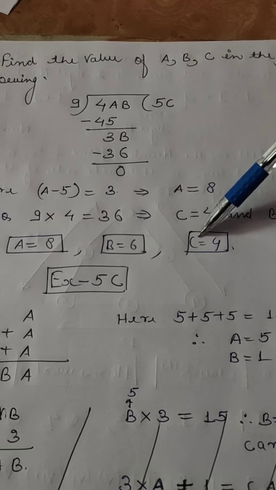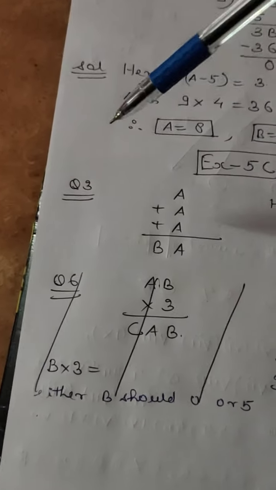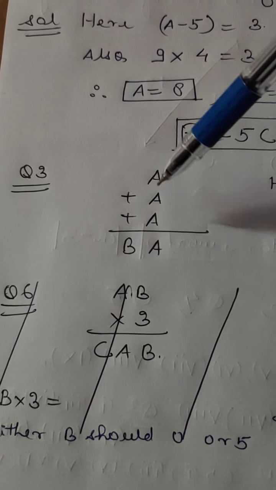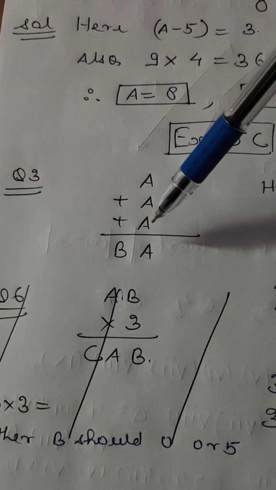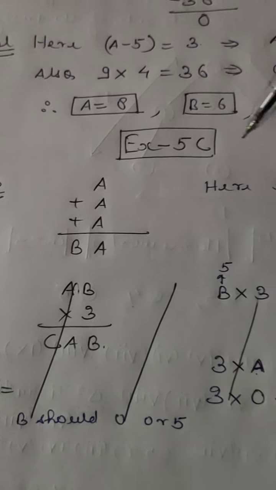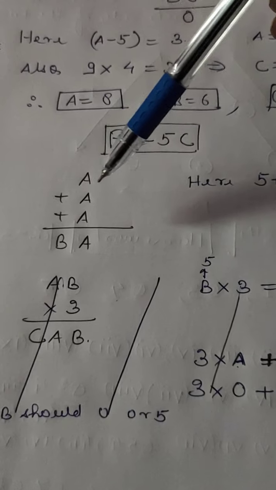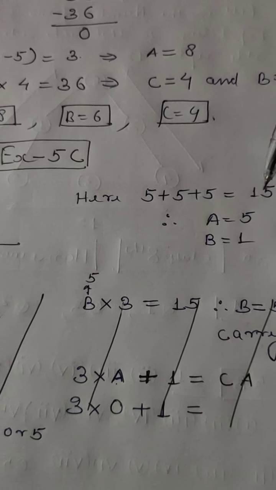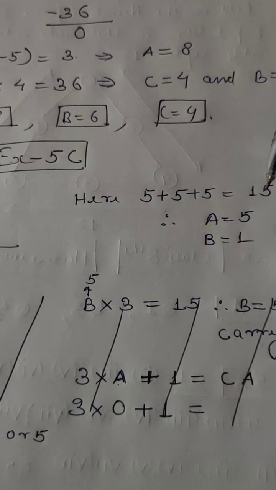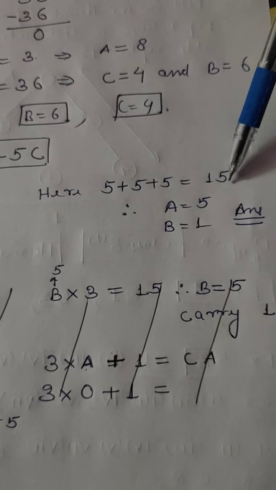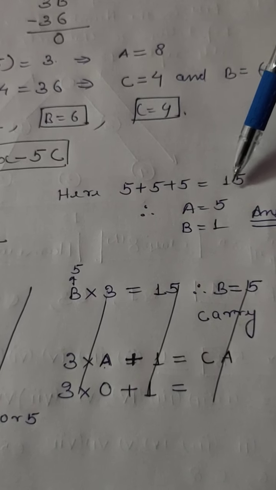9 4s are 36. Next question is, here addition is performed. A plus A plus A. You have to add the same number 3 times so that the result after adding is BA. So what we get? I have added 5 plus 5 plus 5. 5 plus 5 will give 15 as the result. You can see the same A is coming over here. That means 5 plus 5 plus 5 will give 15. Same 5 is coming here. And what is the value of B? 1.